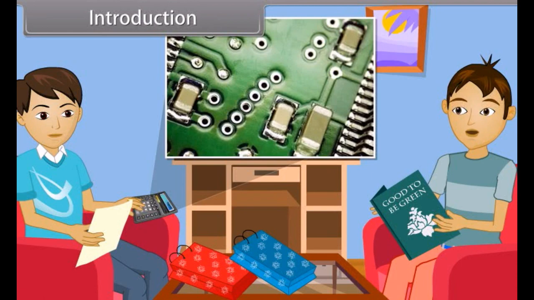Okay, Amar, now I understand the basic concept of the calculator. It's quite interesting and I want to know something more about it. Students, today we will study semiconductor electronics.